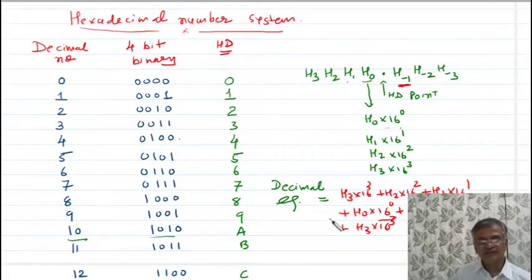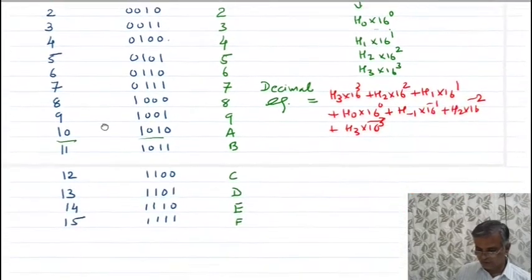Let us see one or two numericals to get some idea of how you can convert a hexadecimal number into a decimal number.